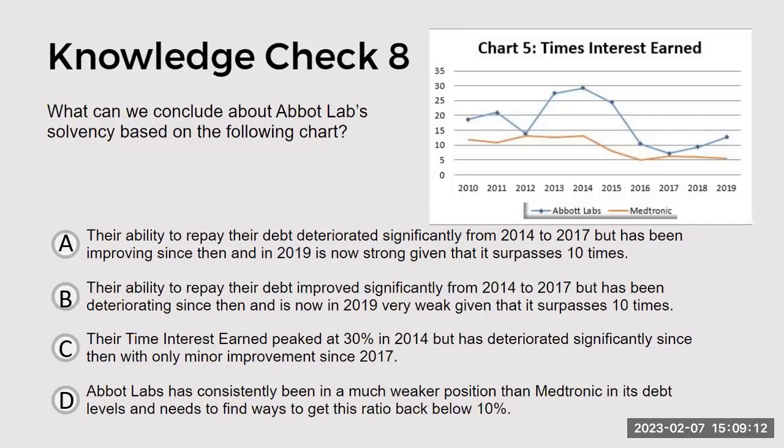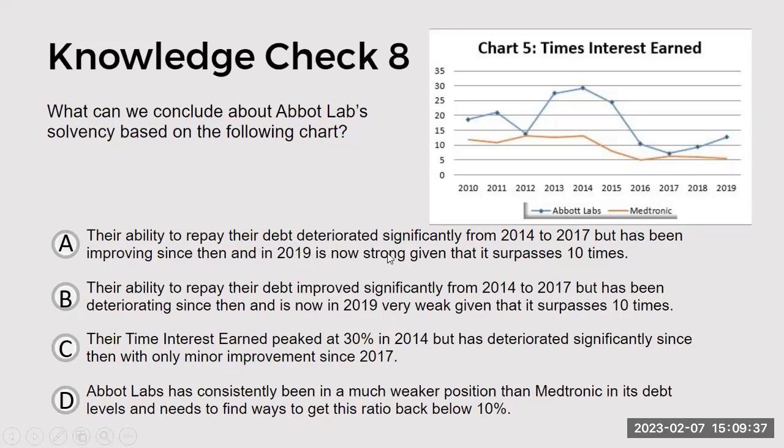Debt to EBITDA is not ability to repay debt. Okay. Debt to EBITDA is your amount of debt. But times interest earned is your ability to repay your debt. All right. So always keep that clear. Their ability to repay their debt is deteriorating since 14 through 17. Is that right? That is correct. Times interest earned higher is better, but has been improving since then.